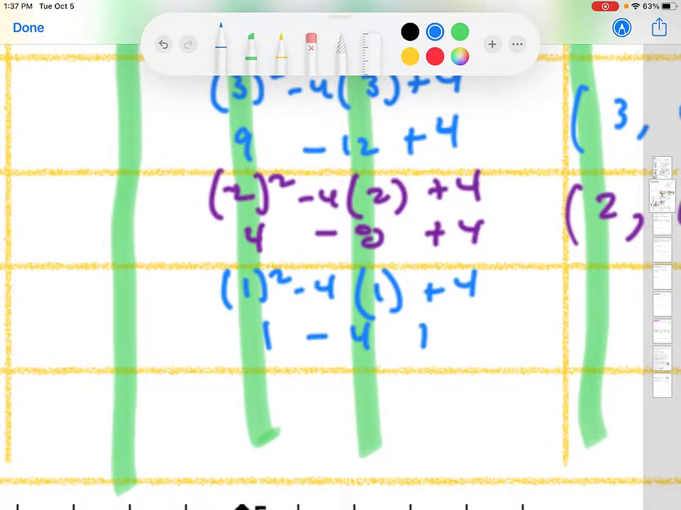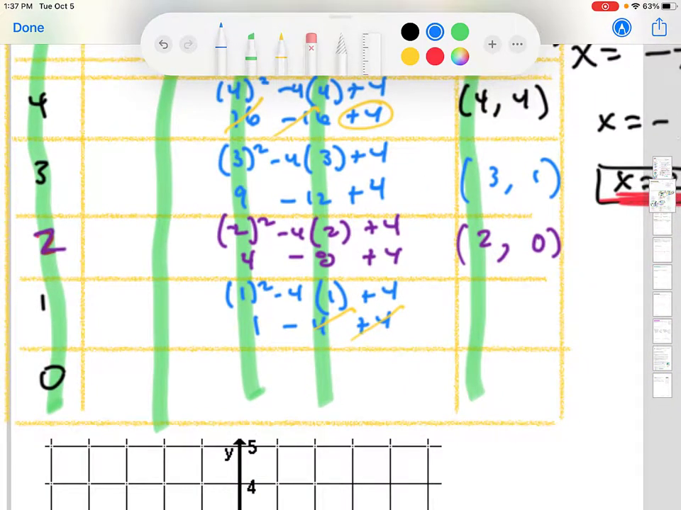1 minus 4 plus 4. So negative 4 plus 4 is 0, so you're just left with 1. My answer is 1, comma 1. My x value is 1. My answer was 1.